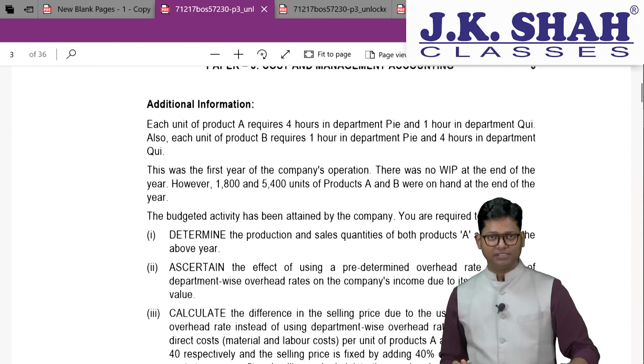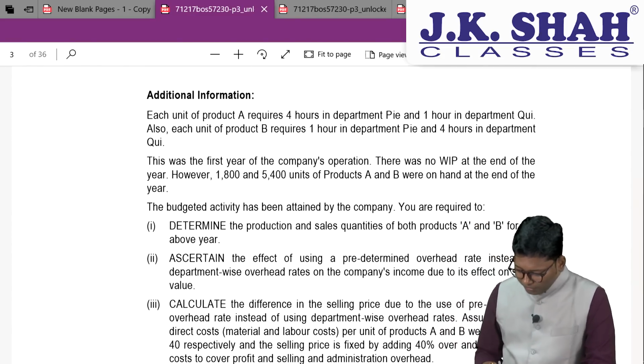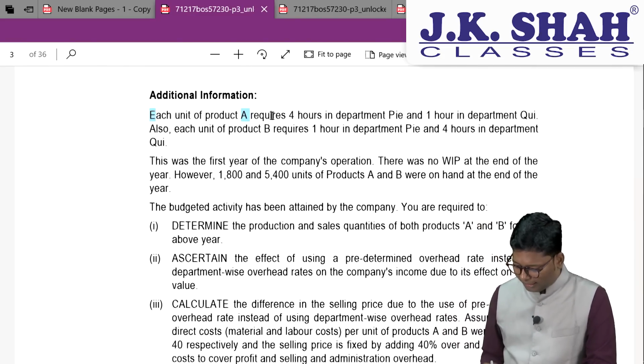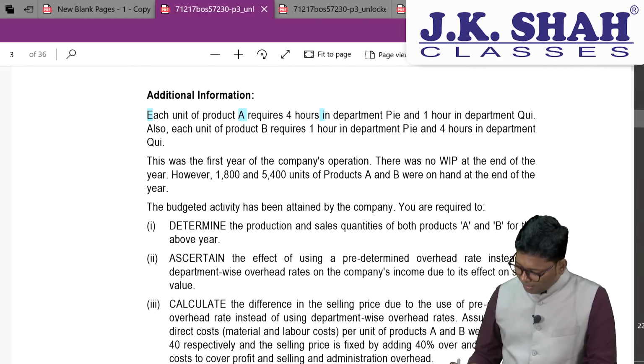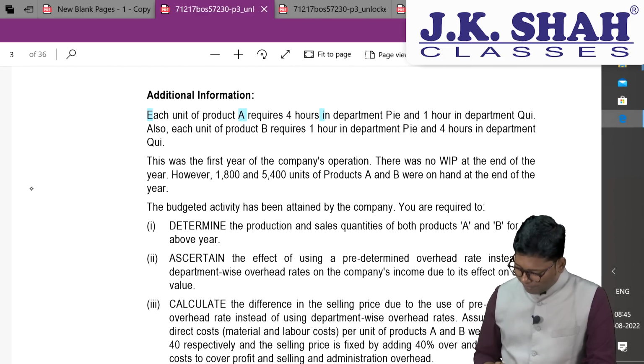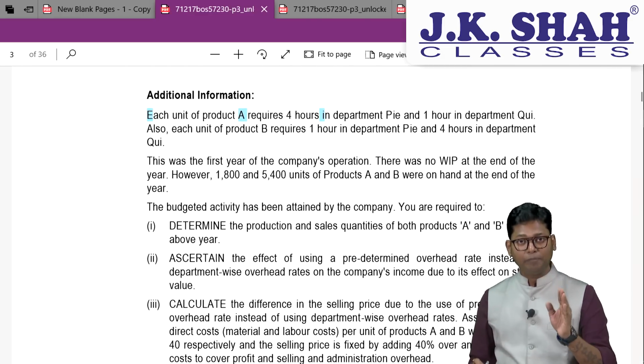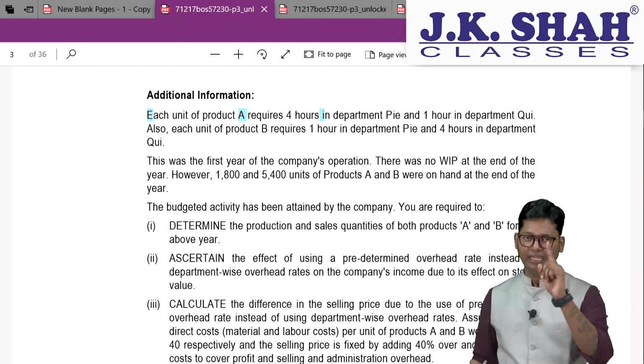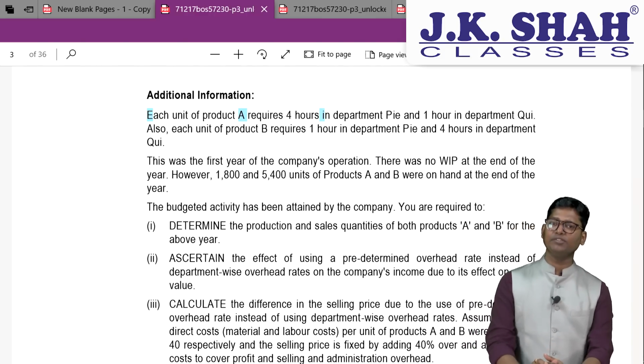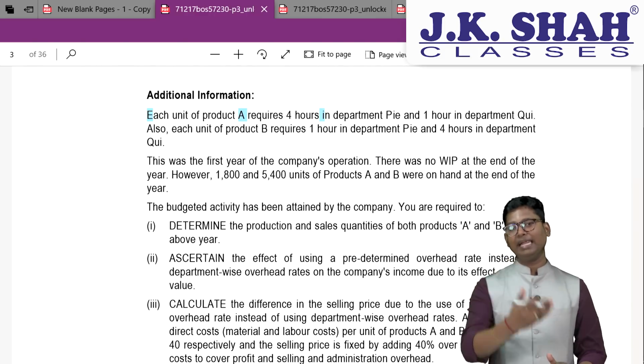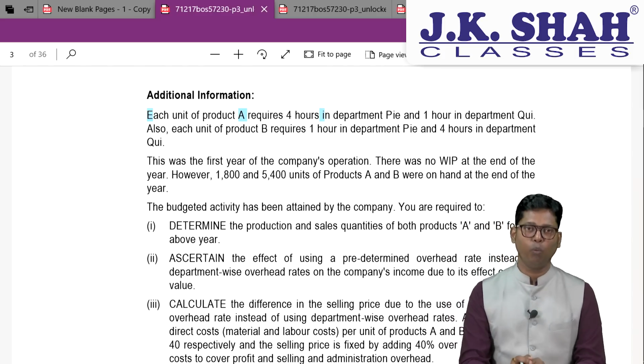The question further says there is one additional piece of information: each unit of product A requires 4 hours in department Pi and 1 hour in department Q. That means your product passes through two different departments. In department Pi, it requires 4 hours to complete, and in the second department, it requires 1 hour.